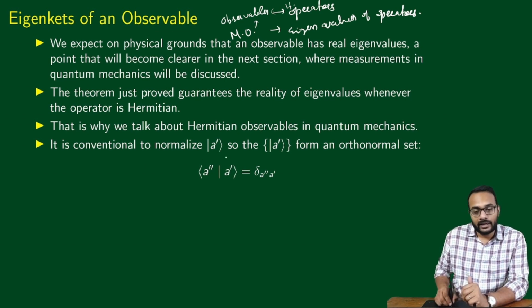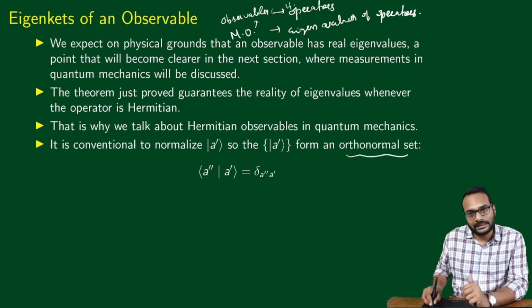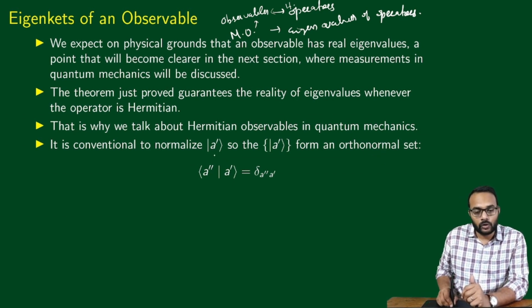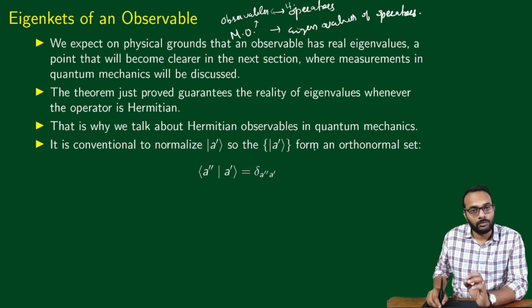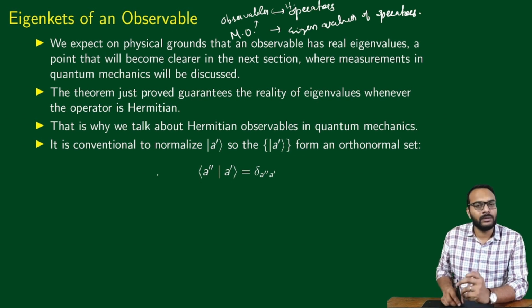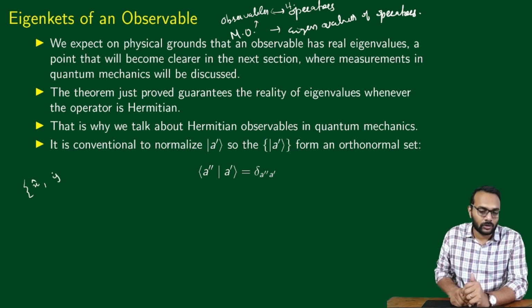Now we can find a normalized set, an orthonormal set. It's conventional to normalize ket A prime so that the set of eigenvectors form an orthonormal set. What do we mean by an orthonormal set? Let's start with the usual Euclidean case. In the Euclidean three-dimensional space, we usually talk about three unit vectors: x hat, y hat, and z hat.